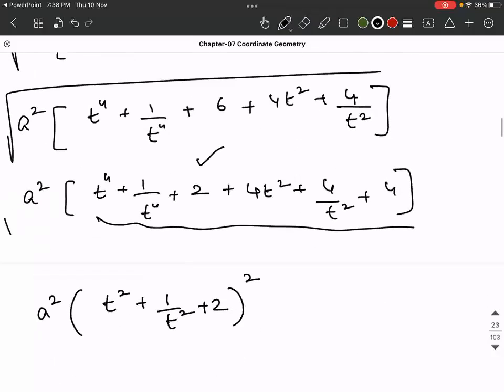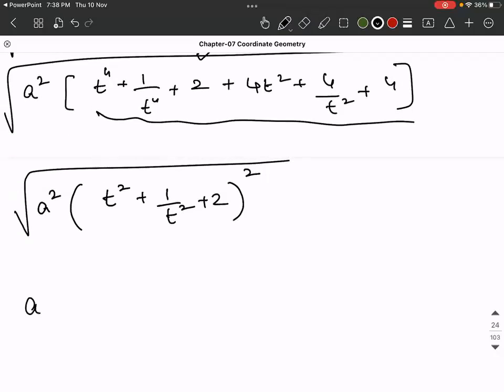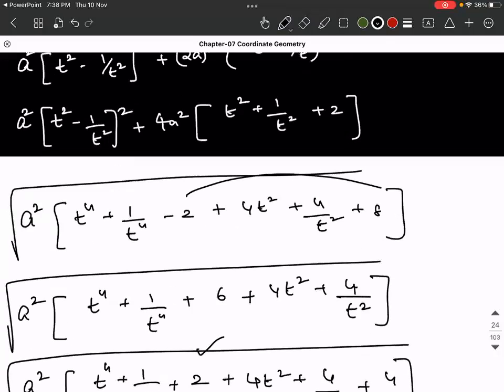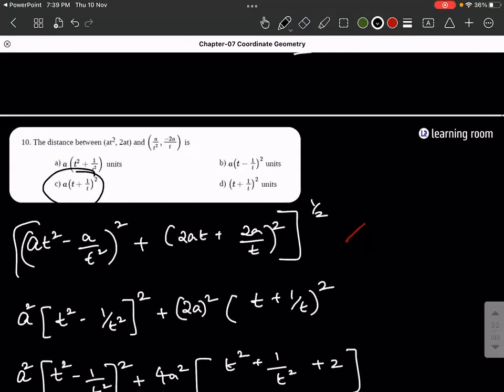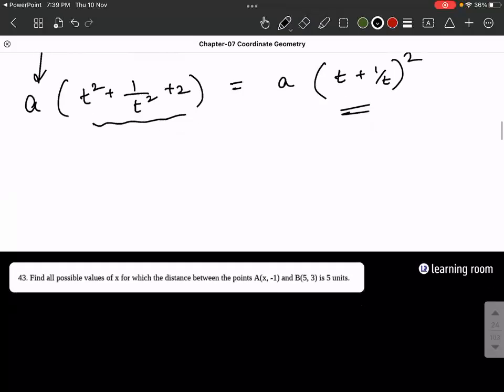Because I didn't put the square root since the beginning, I wrote it as power half. So it is actually root of a square into (t square plus 1 by t square plus 2) the whole square. So it will be a into (t square plus 1 by t square plus 2). Square root of a square is a. This part will actually be (t plus 1 by t) the whole square. So the answer is a into (t plus 1 by t) the whole square. Don't worry, you'll not get this stuff and all.